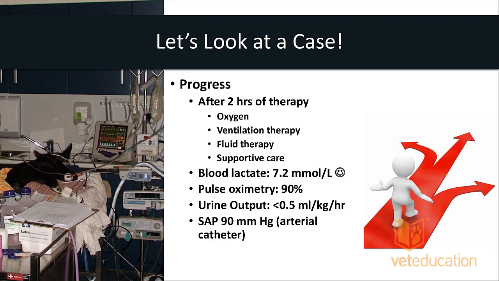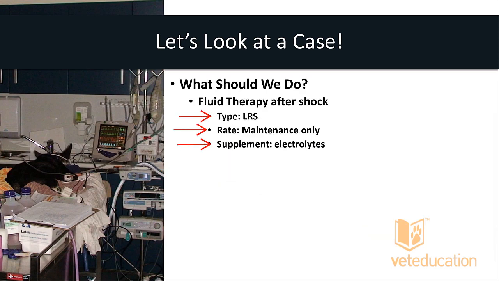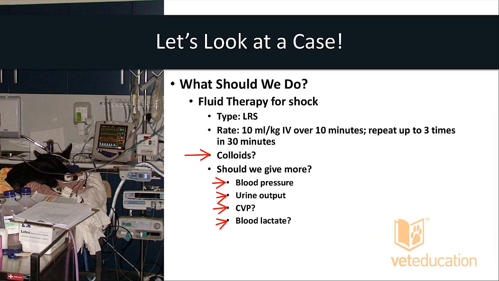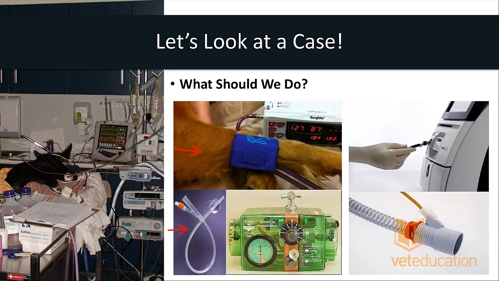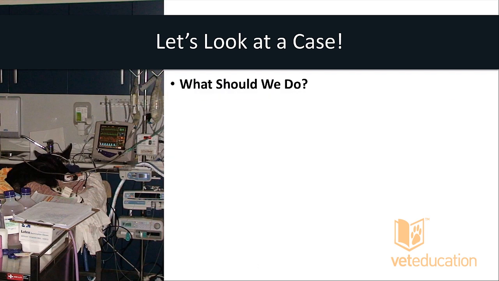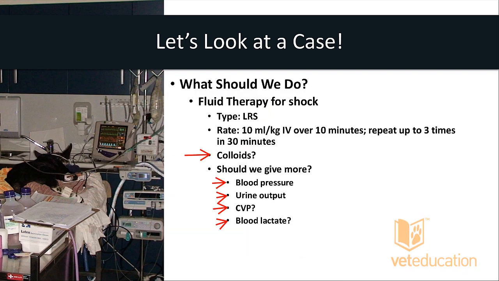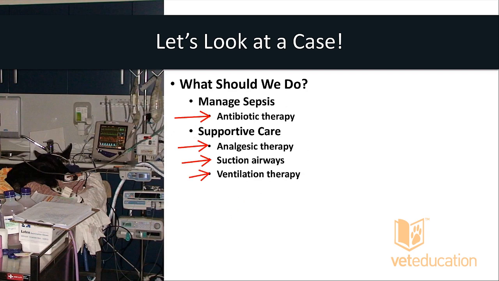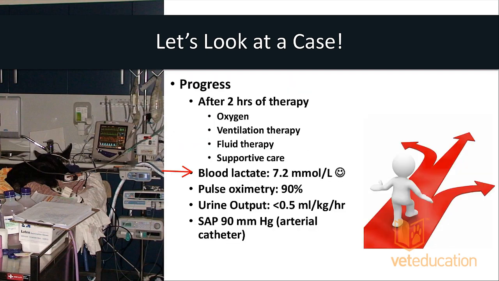This patient's blood lactate was 7.2 millimoles per liter. Let's just go back a couple of slides and we'll see what his lactate was at the beginning of this, because I've forgotten. Here we go. What should we do for this patient? We have a blood lactate of 8.9 millimoles per liter. So our blood lactate's dropped down to 7.2. Who thinks 7.2 is great and you're really happy with that?